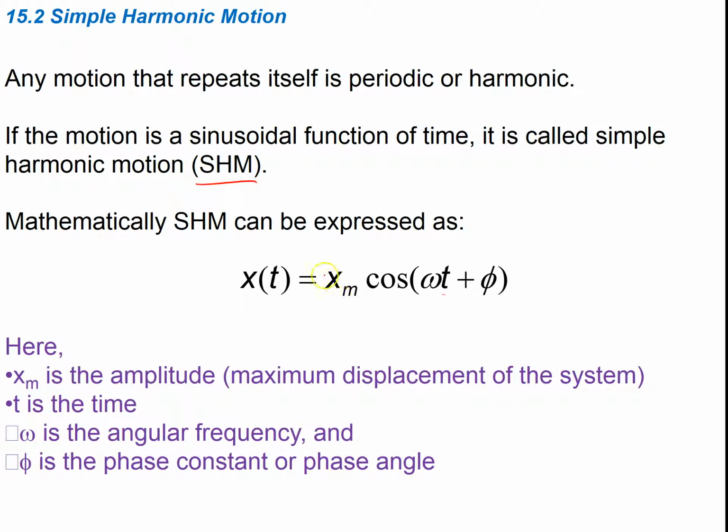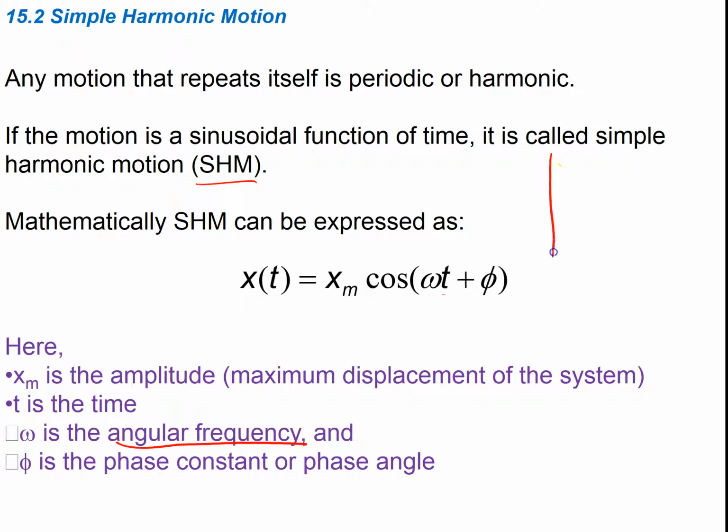Then it can be equal to xm, which again is the max displacement of the oscillation, times the cosine, and this is where we get that oscillatory equation, of omega t plus phi. So omega is going to be our angular frequency. We'll talk about that more in a sec. And then phi is going to be the phase constant or phase angle.